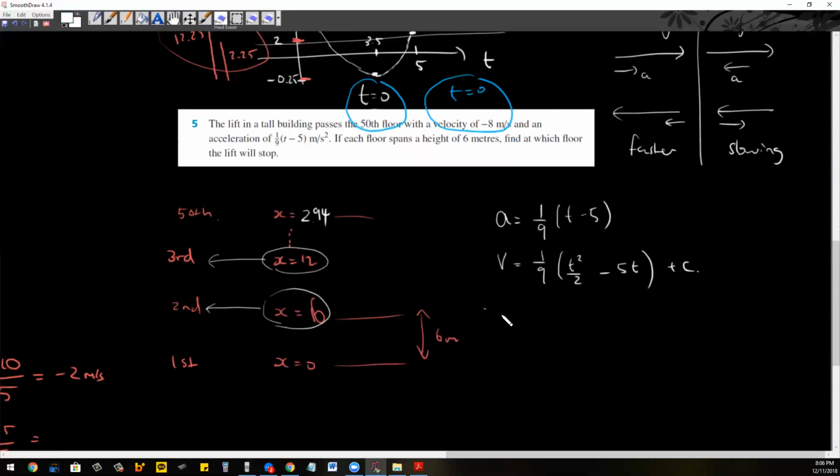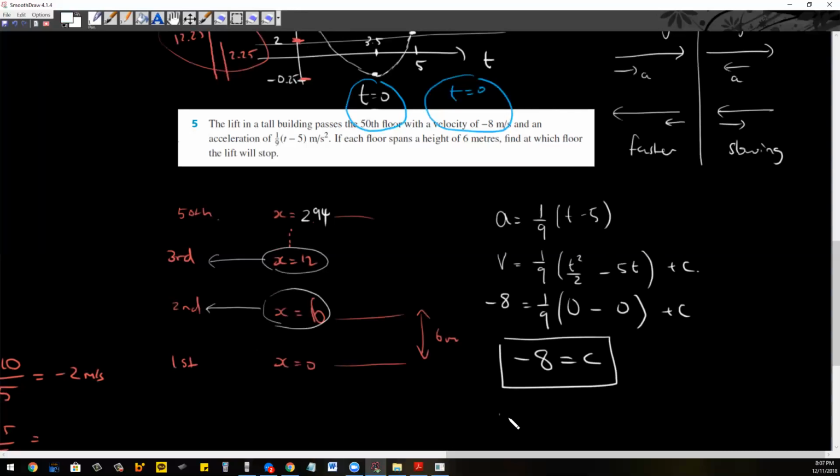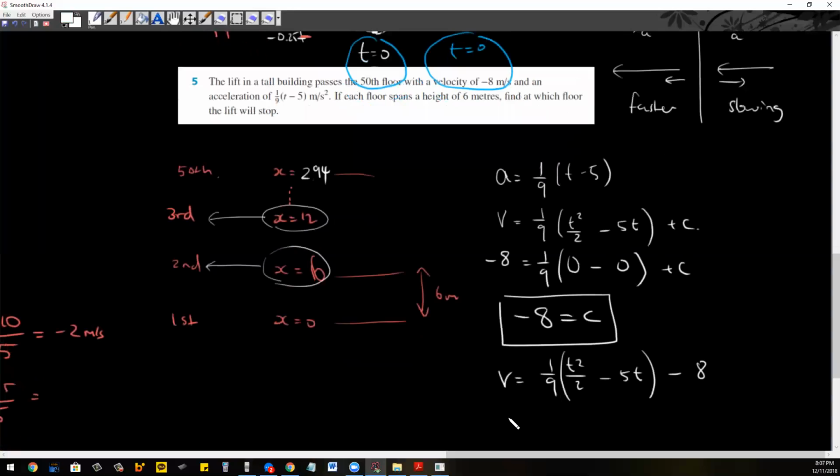So now the velocity is -8 when time is 0, right? So you have 1 on 9. This whole thing is 0 minus 0, isn't it? Yeah. 0 squared on 2 is 0. 0 times 5 is 0. So you get -8 equals c. So this is how you get c equals -8. So your velocity is 1 on 9 t squared on 2 minus 5t and then minus 8. So that's how you get the v.